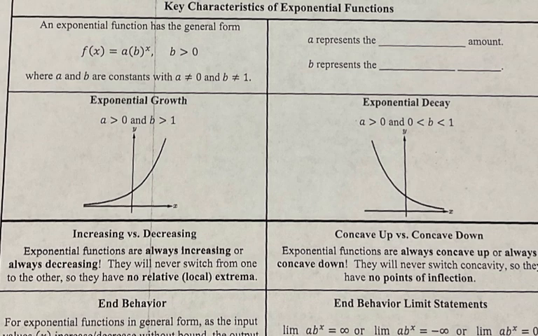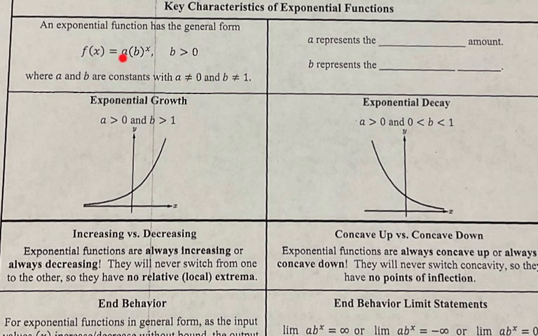So it says an exponential function has a general form of f of x equals a times b to the x. The b value must be greater than 0. So we're not going to have a negative b value. A and b are constants. A cannot be 0. B cannot be 1. And so why are they saying this?